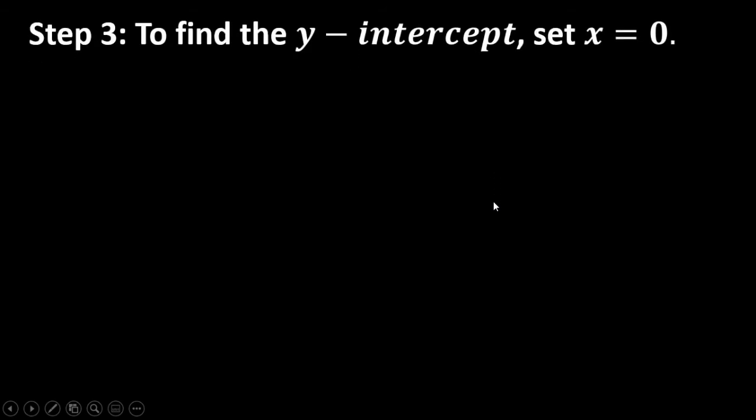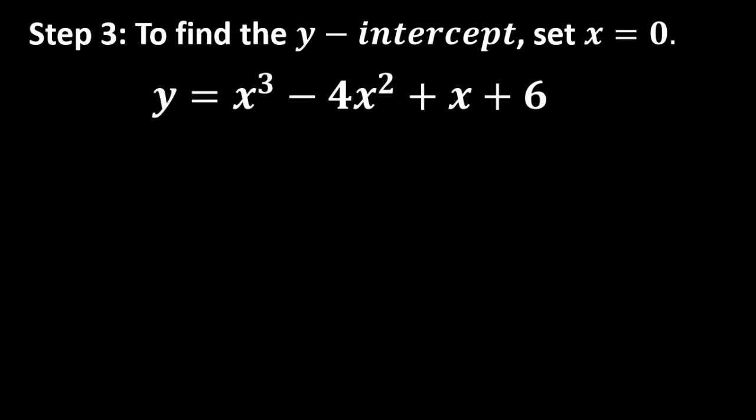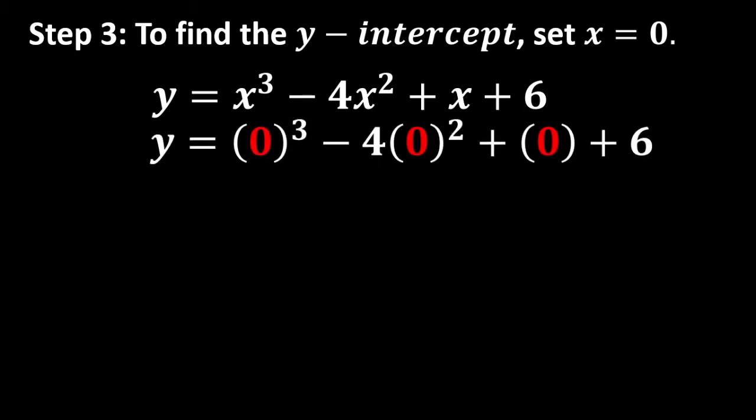So, to find the y-intercept, just simply set x to 0. So, lahat ng x na nakikita mo dyan, papalitan mo lang ng 0. So, x cube will become 0 cube. X squared will become 0 square, x is equal to 0. Okay? So, 0 raised to 3 is 0, or 0 raised to 2 is 0 times negative 4, 0, and then plus 6, y now is equal to 6.